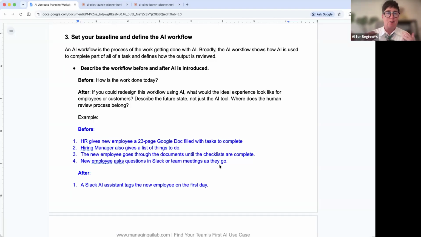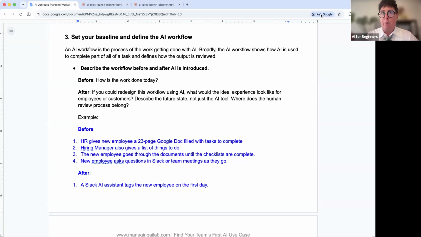Now, AI workflow is another term that just gets thrown out there. So, I have a definition for you here. An AI workflow is the process of the work getting done with AI. This is kind of like the boring part of AI, right? We're really talking about process optimization with AI. So your AI workflow shows how AI is used to complete part or all of a task, right? And defines how the output is reviewed.